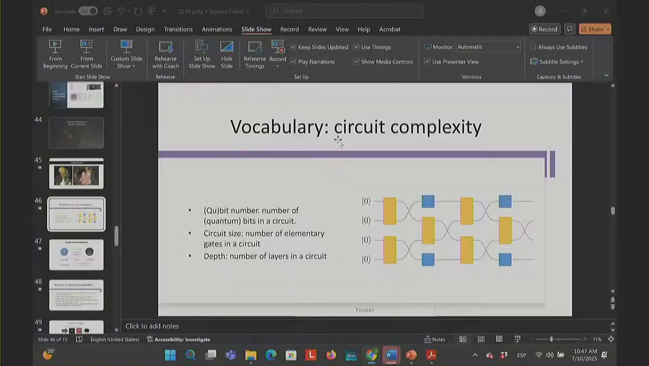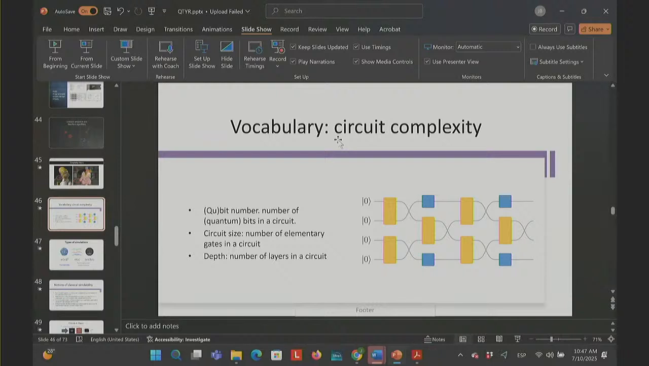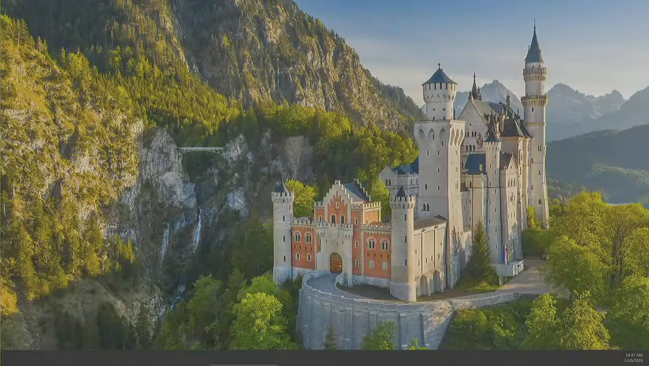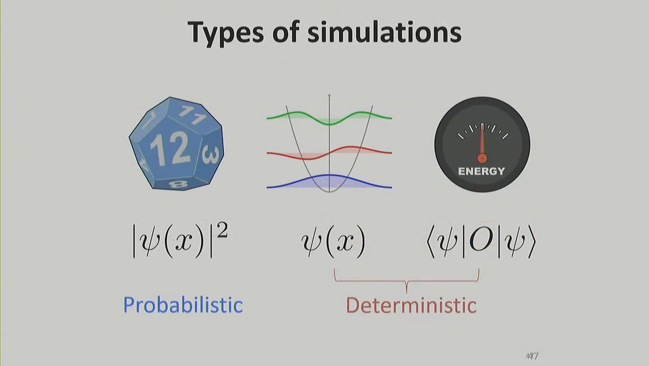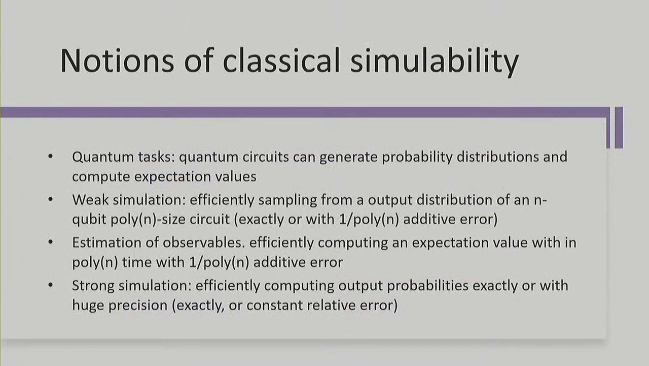Another thing we do is related to classical simulations with other methods that are not brute force. Here, the complexity of circuits is usually measured with the number of qubits, the size, which is the number of gates, and the depth. There are different types of simulations. Probabilistic, where you sample from the distribution of the wave function, or you compute coefficients or expectation values. These are deterministic. We study all of these, but I wanted to tell you that there are different types, and each of them is studied for different reasons. Some of them are useful to compare quantum and classical algorithms. Others are useful for complexity theoretic studies.